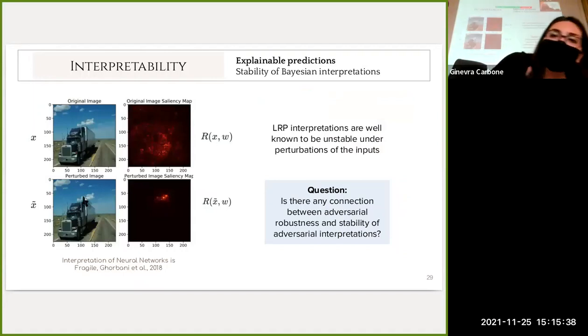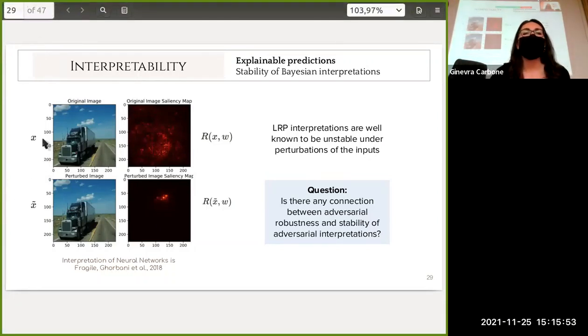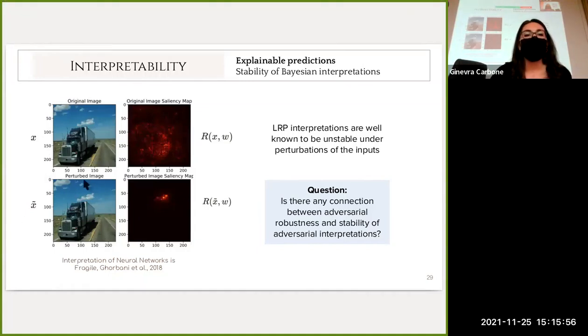Now, the question is, we know that LRP interpretations are unstable under perturbations of the inputs, and this has been observed in multiple works. Which means that if we take a certain image X and build an adversarial perturbation, then the associated relevance scores are very different from each other, even if the two images are almost identical. So the question is, are we able to find a connection between adversarial robustness and the stability of interpretations in this sense? So the stability, the similarity, between these two relevance heat maps.